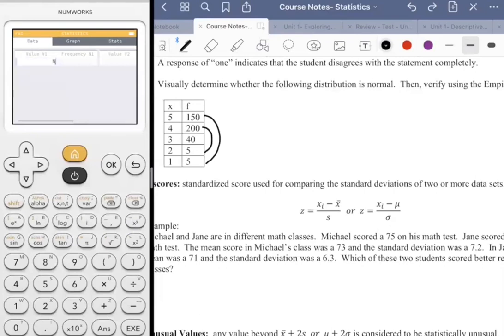So I'm going to type in 5, 4, 3, 2, 1. And then again, like I said before, it auto populates the frequency values. Instead of 1 all the way down, I want 150, not 151, 150, 200, 40, and a couple of 5s. All right. So my data's in.